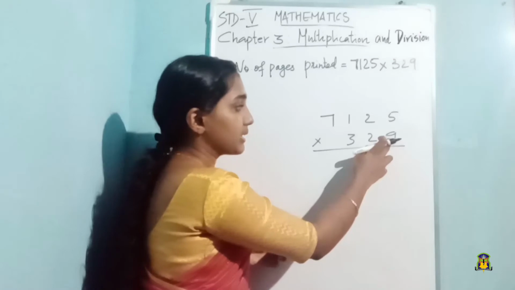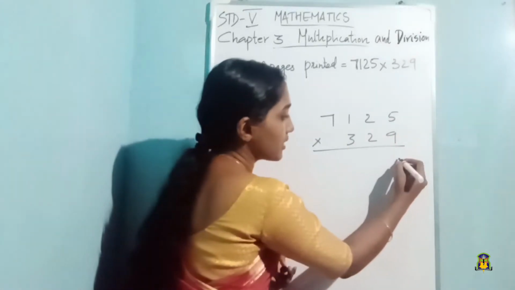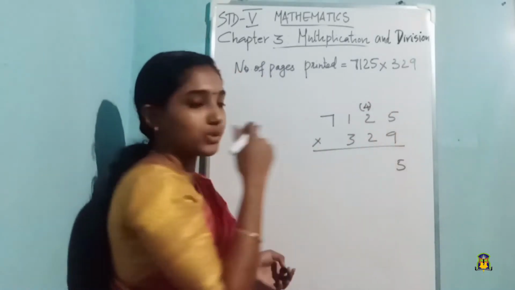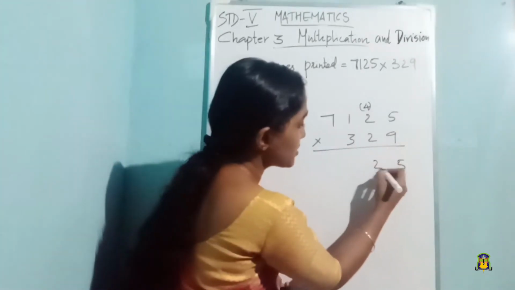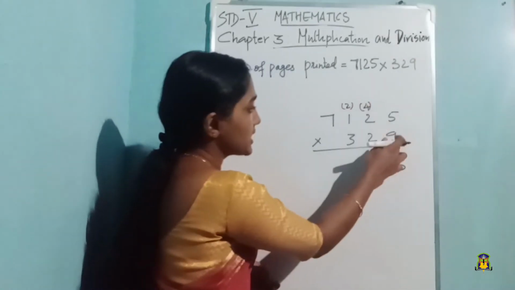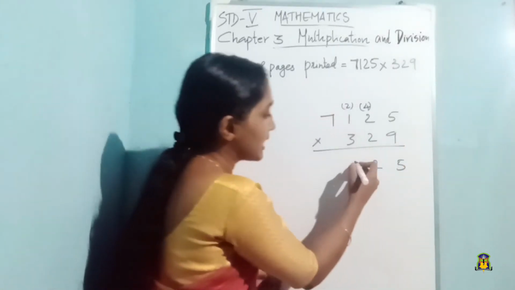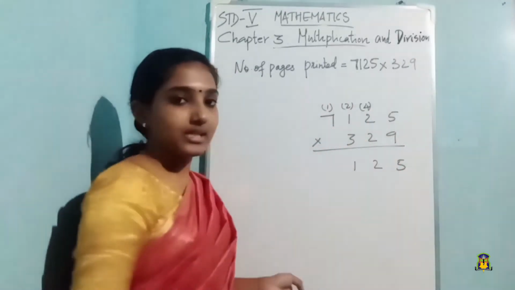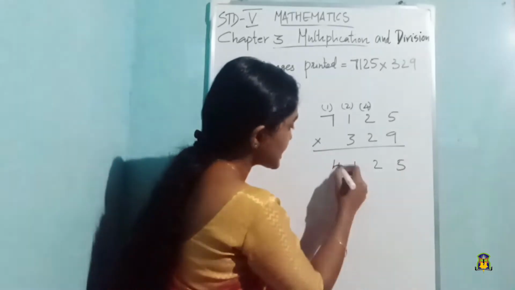And after doing multiplication, it's 9 into 5. 9 into 5 is 45. So we can write 5 here, and 4 is carried. 9 into 2 gives 18. 18 plus 4 gives 22. So we can write 2 here, and 2 is carried. 9 into 1 gives 9. 9 plus 2 is 11. 9 into 7. 9 sevens are 63. 63 plus 1 gives 64.